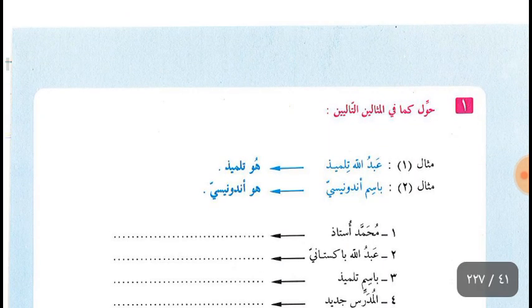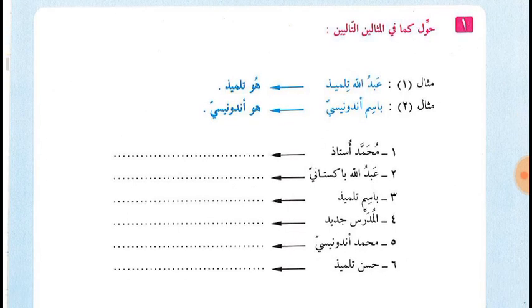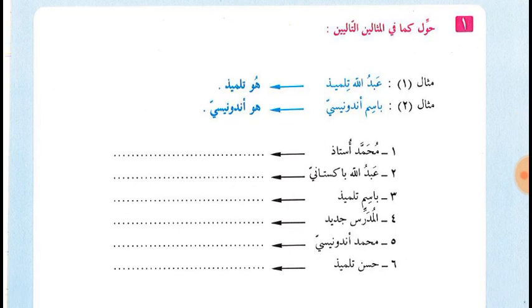Okay, then we have Hawwil kama fil mithalayn at-taliyayn. Change as done in the following examples. Abdullah Tilmeez, who was Tilmeez? Abdullah is a student. He is a student. We will use zameer, we will use pronoun for the noun. Basim Indonesi, who was Indonesi? So for third person male, we use huwa. Huwa means he. So just use pronoun for all these names.